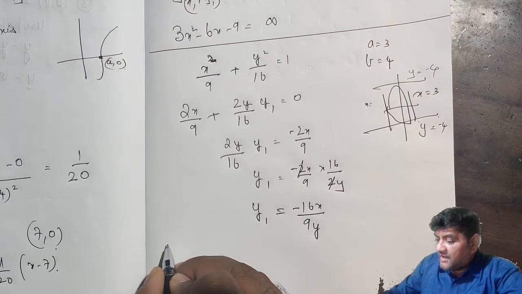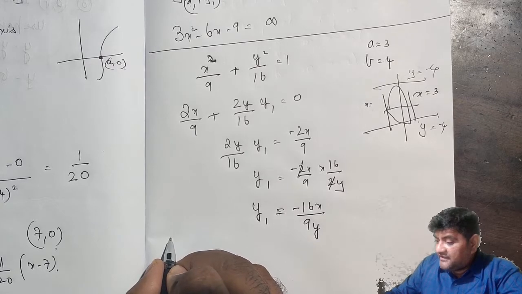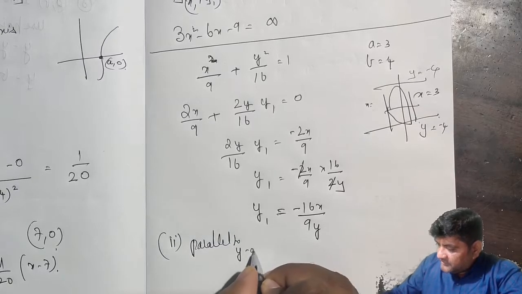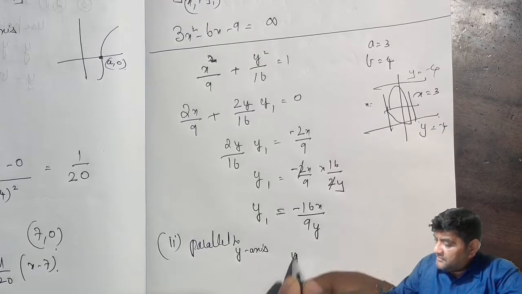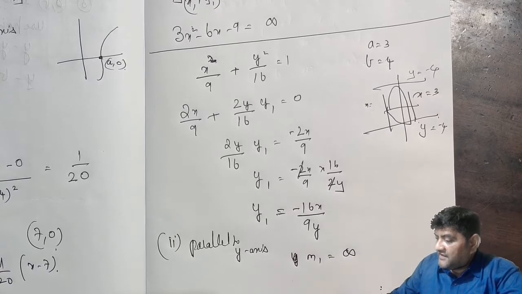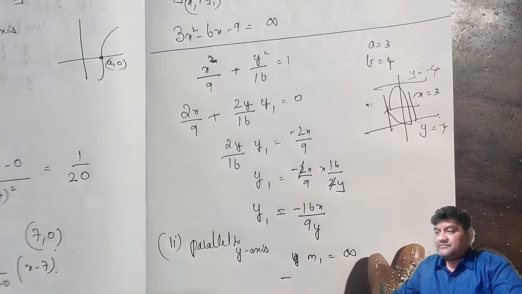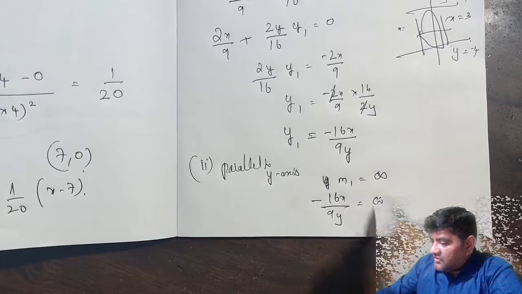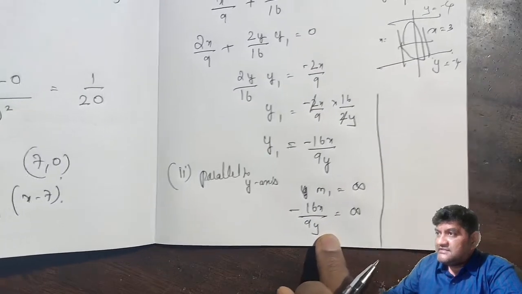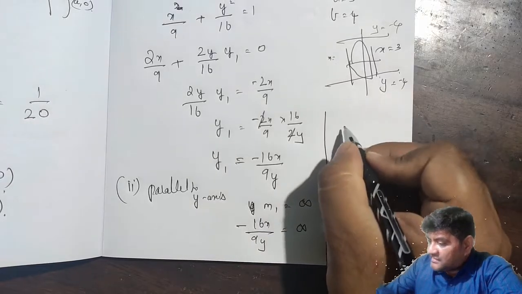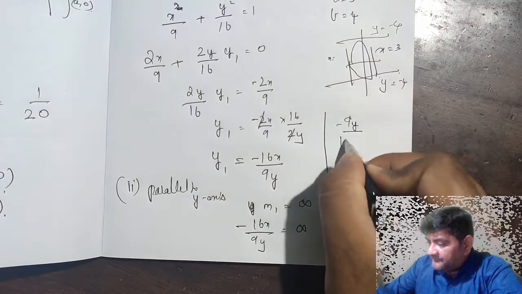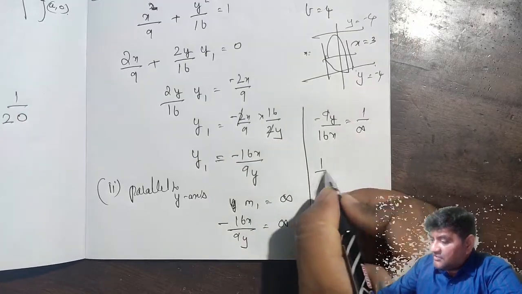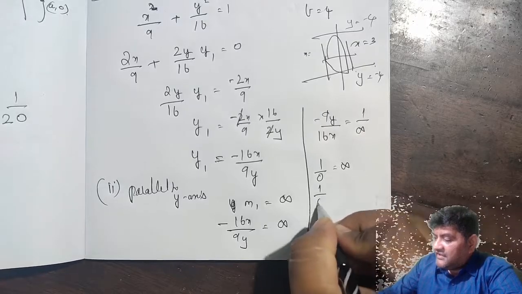Therefore, now I'm going to go to the scenario where it says parallel to y-axis. The slope is going to be not defined, which means you will have minus 16x by 9y as equal to not defined. Now here's the trick. How do you deal with this? You take the reciprocal on either side. Remember this, 1 over 0 is infinity and 1 over infinity is going to be a 0.